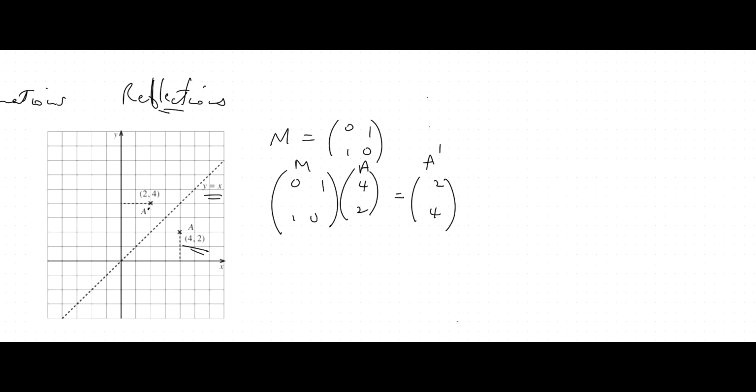If you have a whole triangle or a rectangle, what you need to do is write out all the vertices of the triangle or rectangle. You can have a line segment and multiply by the matrix. I'll do an example in just a moment.